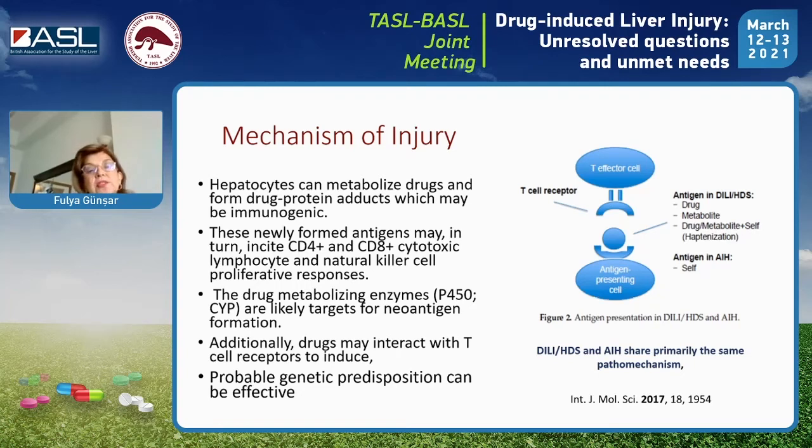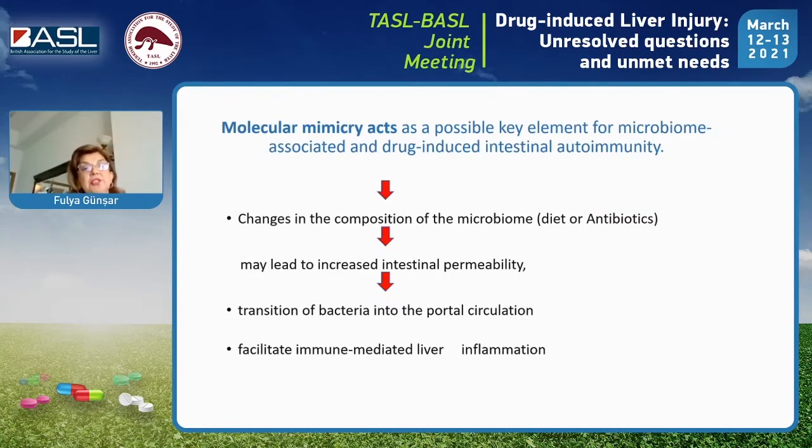As you know, hepatocytes can metabolize drugs and form drug-protein adducts, which may be immunogenic. And these newly formed antigens may in turn incite CD4 and CD8 cytotoxic lymphocytes and natural killer cell proliferative responses. The drug metabolizing enzymes are likely targets for neoantigen formation, and sometimes drugs may interact with the T-cell receptor directly, and probable genetic predisposition can be effective in this pathologic mechanism.